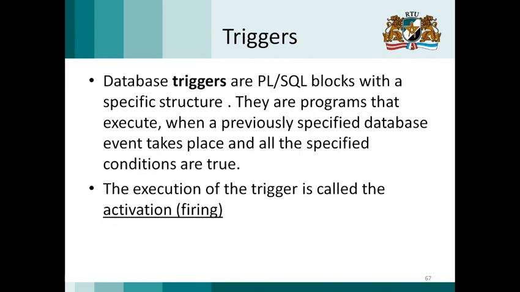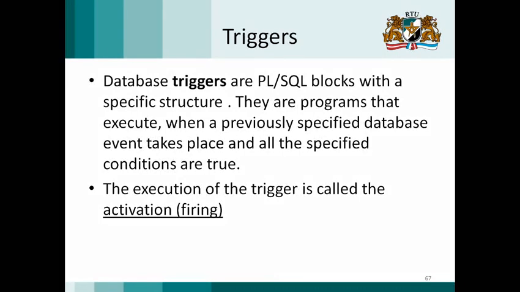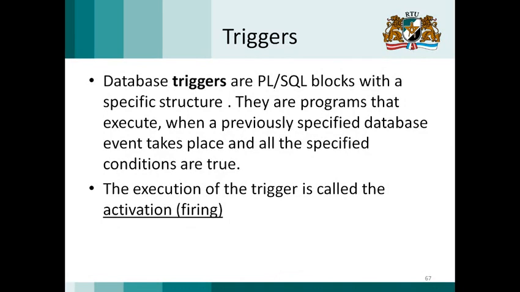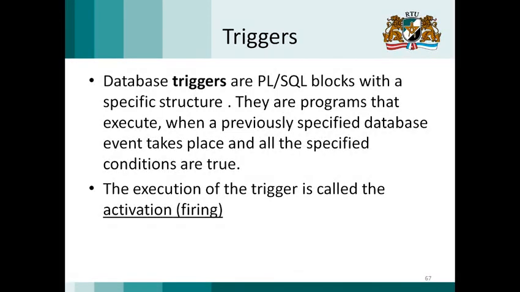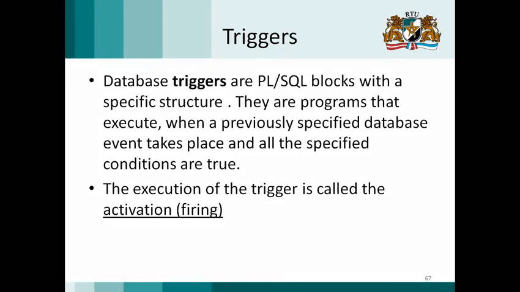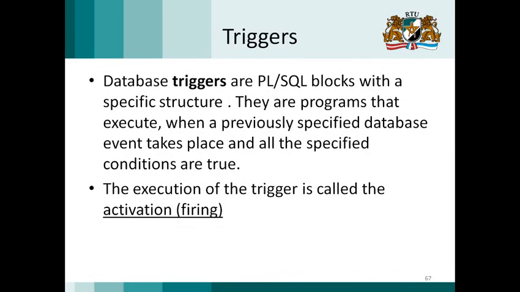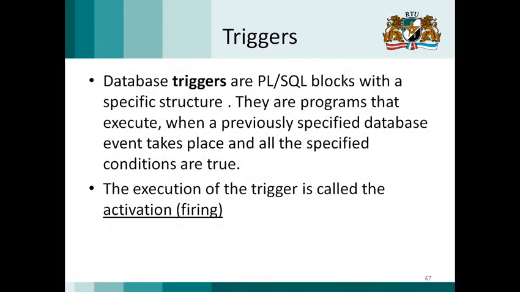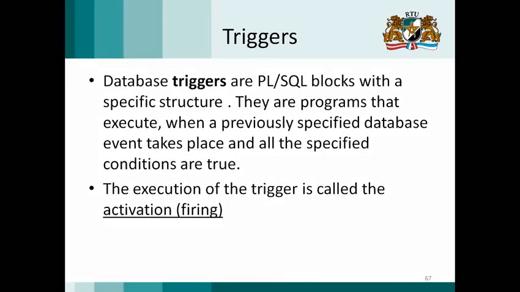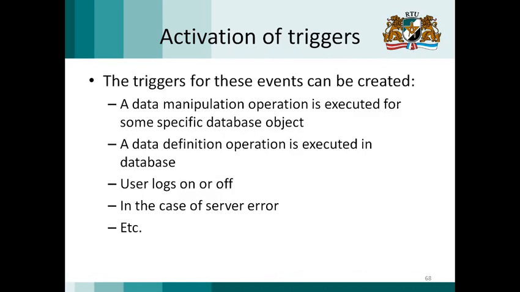So what are triggers? Database triggers are named SQL blocks with a specific structure. They are programs that execute when a previously specified database event takes place and all the specified conditions are true. So they execute automatically. When, for example, some row is added to a table, when some rows in the table are deleted, some structures are deleted, objects deleted, anything that we have specified can be done with these triggers, almost anything. And the execution of the trigger is called the activation or firing.